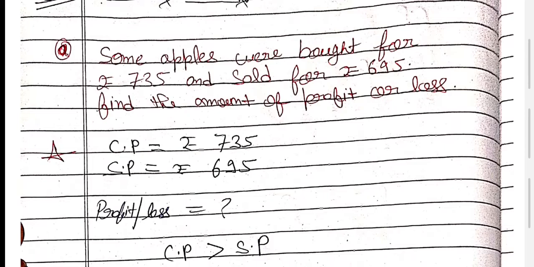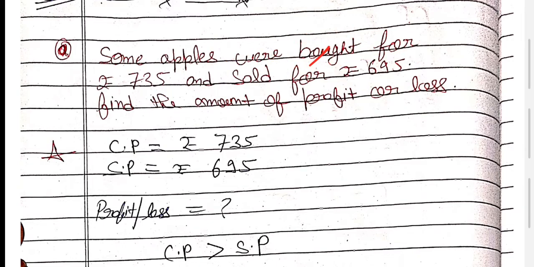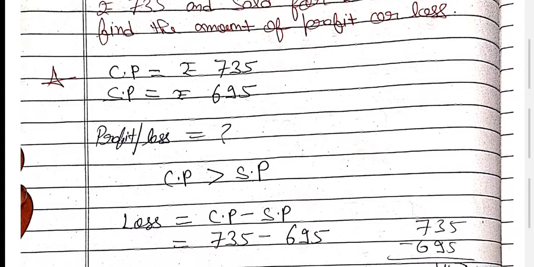In this question, you have bought some apples, and what is the cost of those apples? 735, and you have sold them at 695. Then you have to find the amount of profit or loss. What does CP mean? So what is the CP of the apples? 735, and what is the SP of the apples? 695.